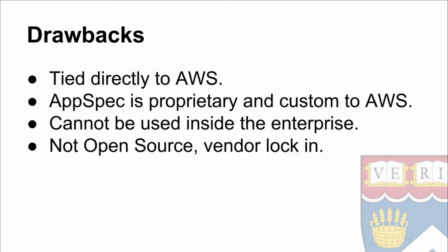What are some of the drawbacks? Well, one, it's a deployment system that's tied directly to AWS. The application specification, called AppSpec by Amazon, is proprietary and very custom to AWS, which means it's not very compatible with other kinds of automation like Puppet and Chef, and you cannot use it inside your enterprise. You can only use it inside of Amazon's cloud infrastructure, so there's no taking it to Microsoft Azure or Google Cloud or any of that kind of stuff. Another drawback is that it's not open source, so all of the implementation details are very much tied to Amazon's infrastructure, and you're kind of locked in.